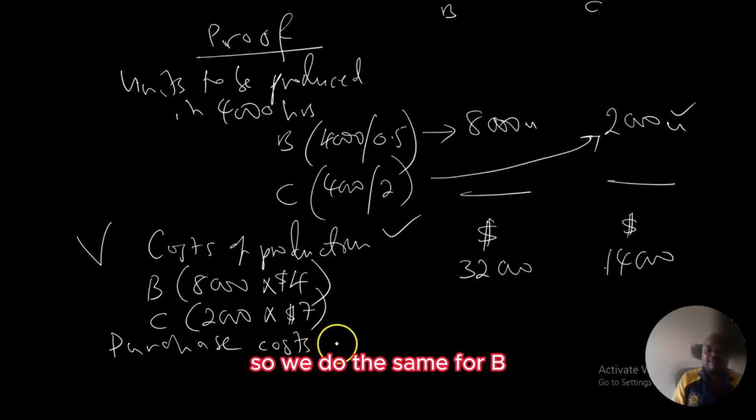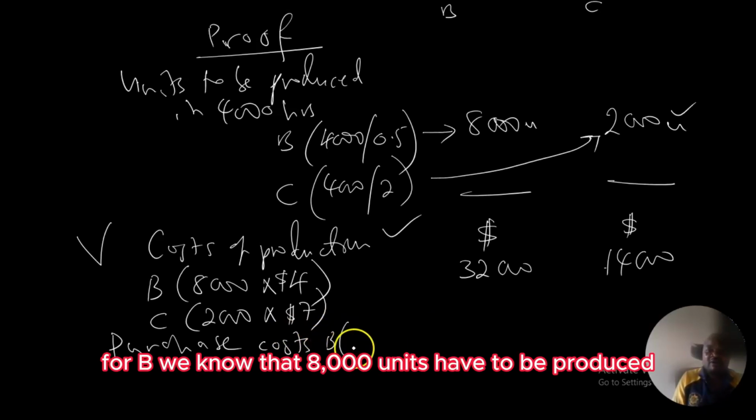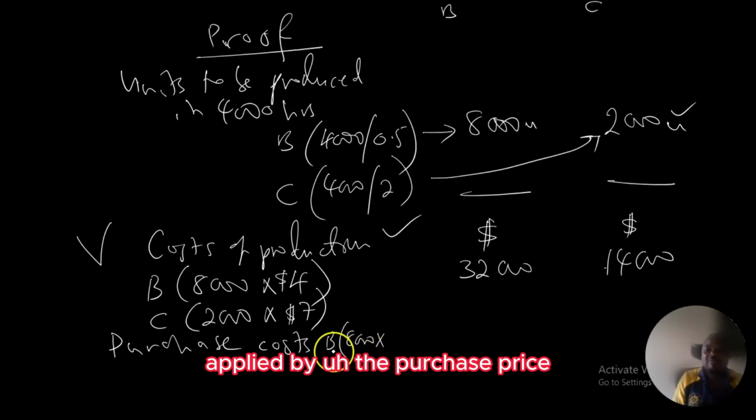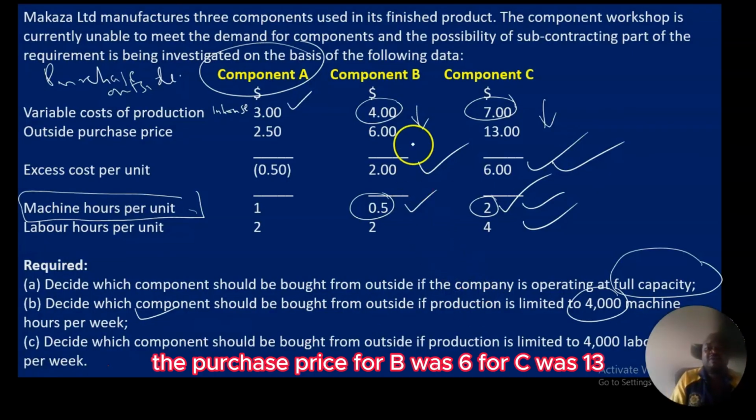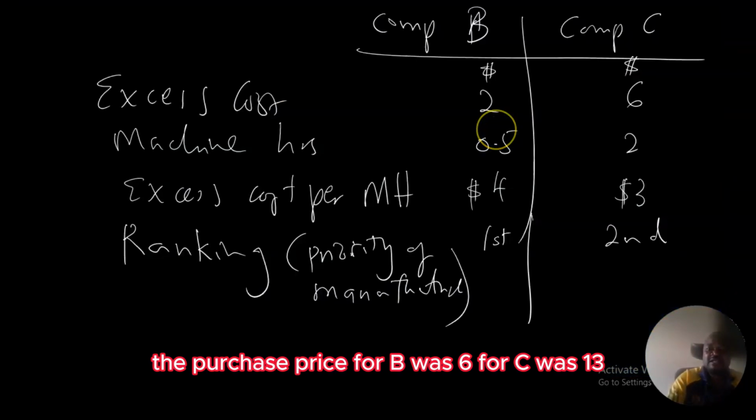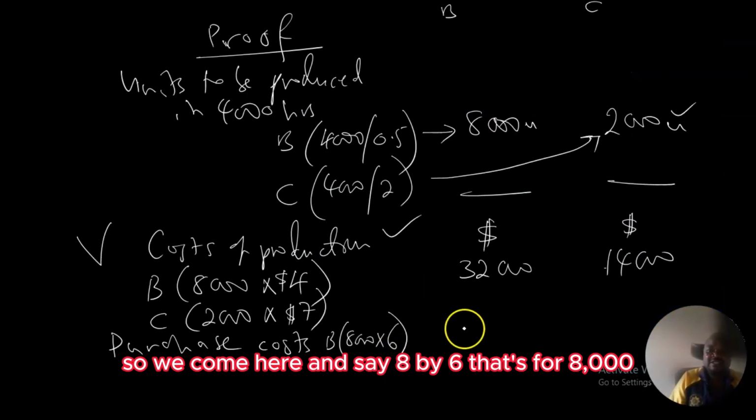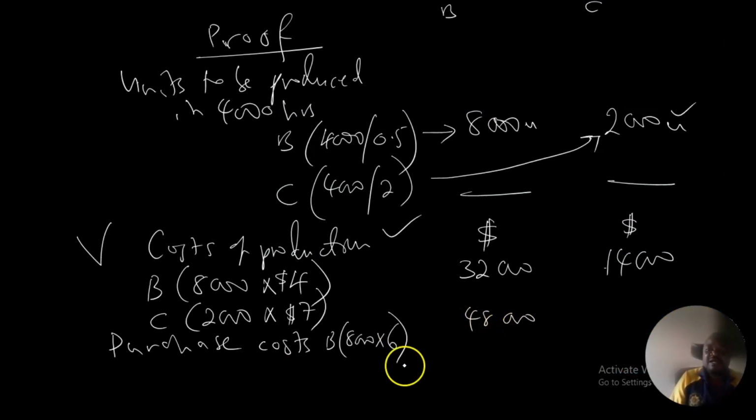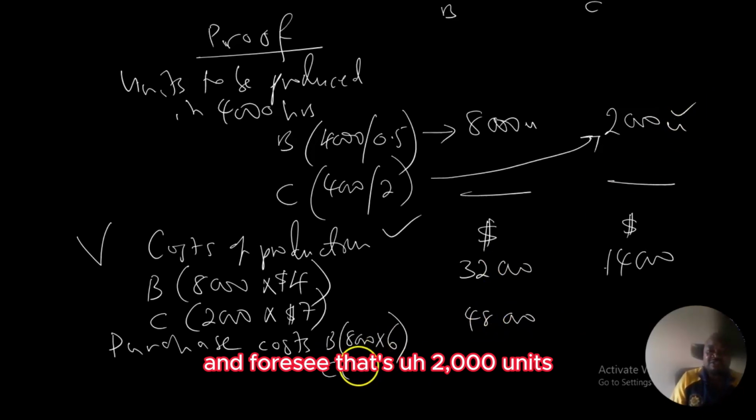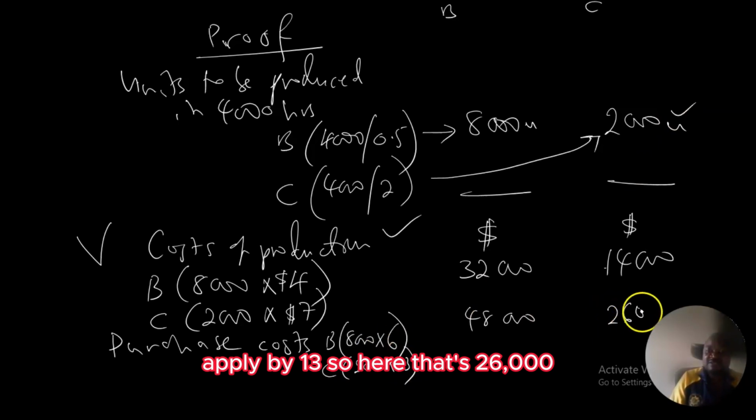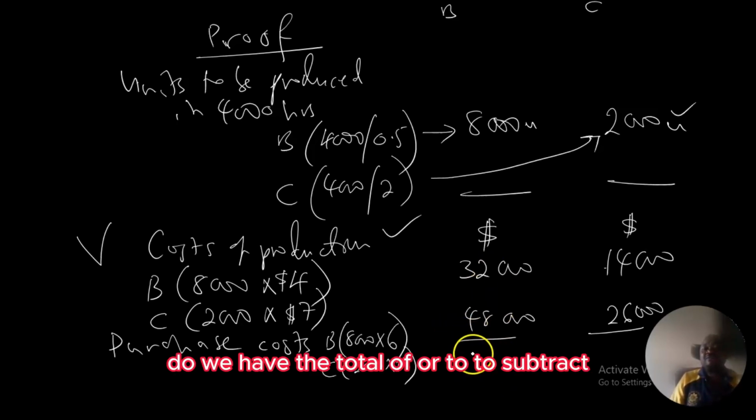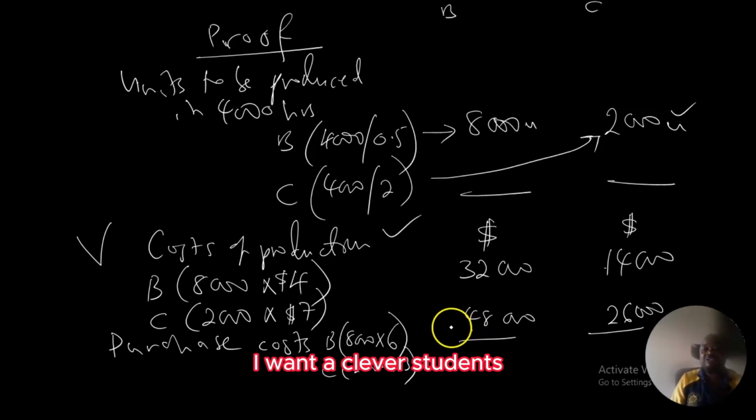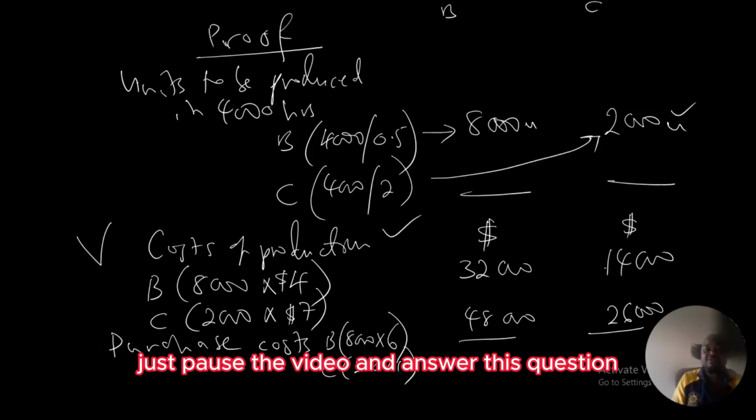So we do the same for B. For B, we know that 8,000 units have to be produced, multiplied by the purchase price. The purchase price for B was 6, for C was 13. So we say 8 by 6, that's 48,000. And for C, that's 2,000 units multiplied by 13, so here that's 26,000. So we total up. Do we have to total up or to subtract? I want the clever students to pause the video and answer this question.